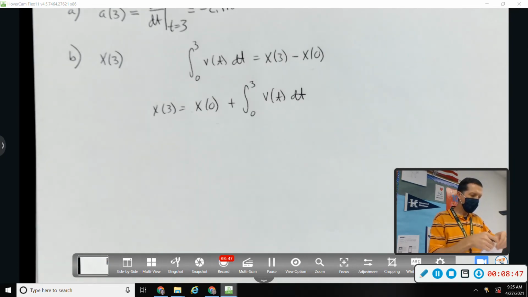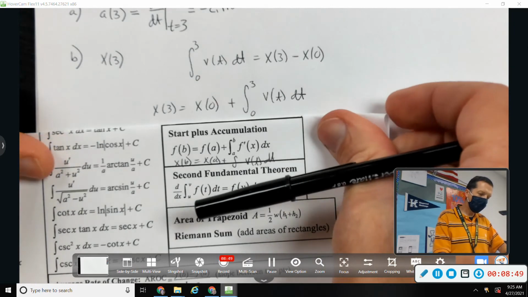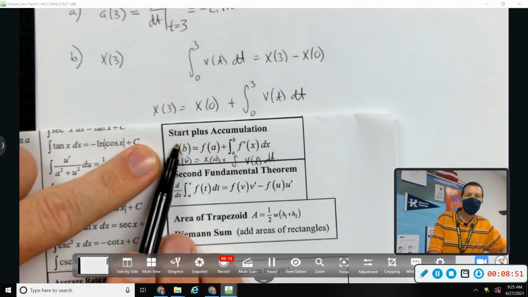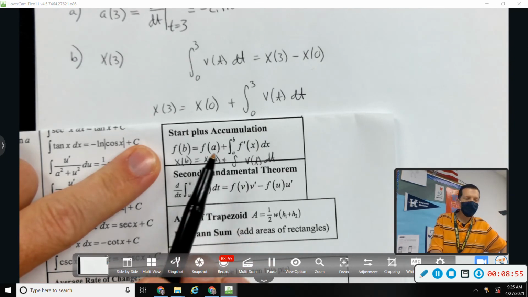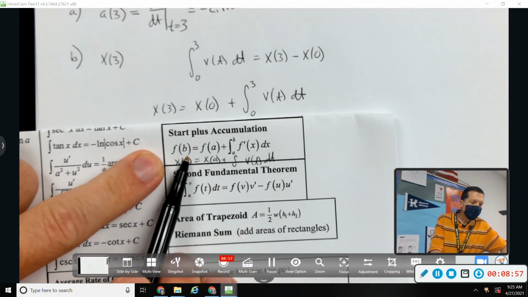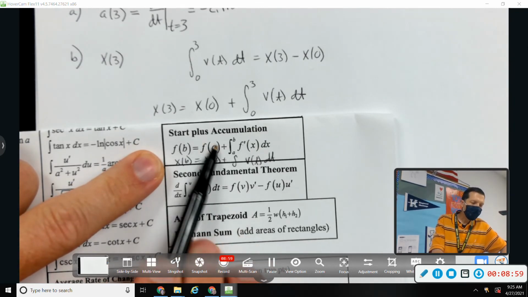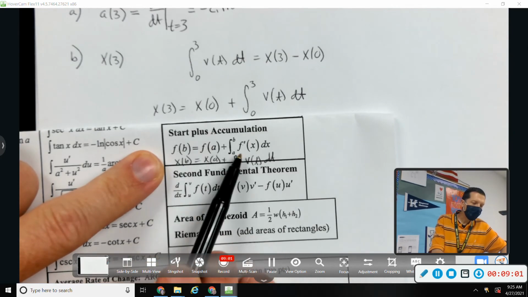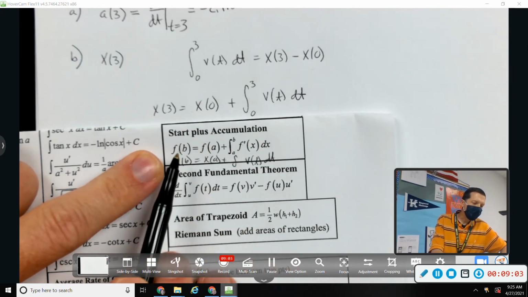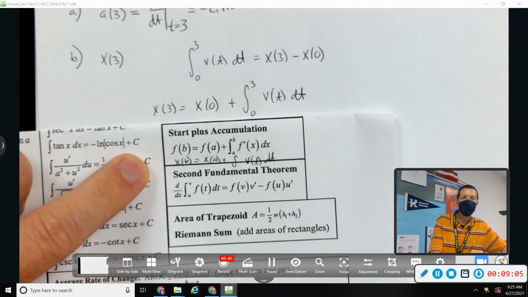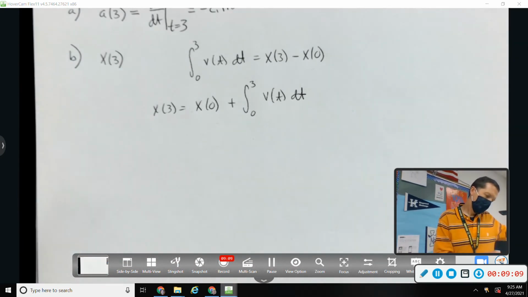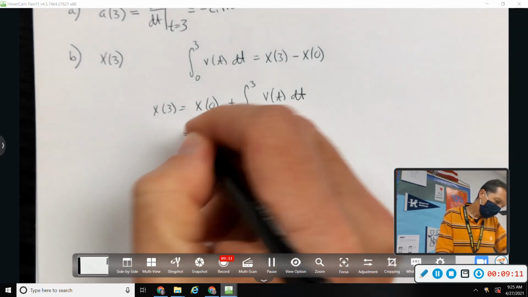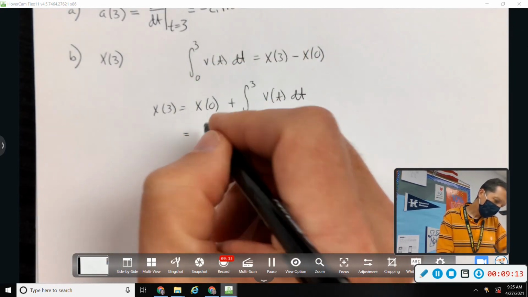This is a specific application of this start plus accumulation. Oh, online people, I still need to put this on for you guys. Start plus accumulation. We start at x of 0. We'll accumulate, and that'll put us at x of 3. So x of 0, they gave us, that was negative 5.